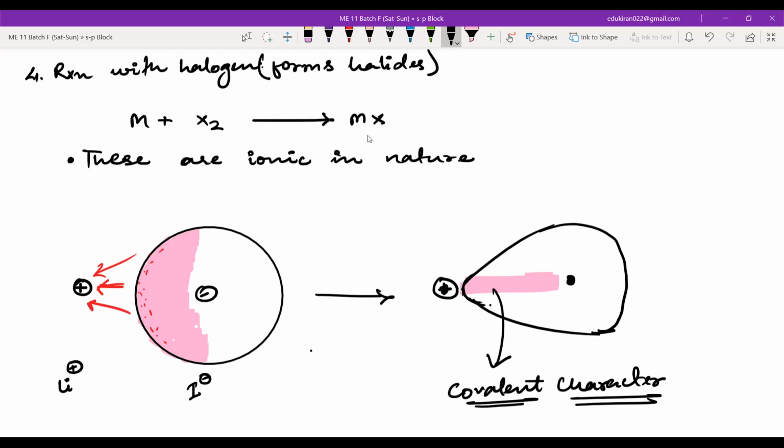So there are two things. One is the cation, and the other is the anion. The cation is influencing the anion. The anion is getting influenced by the cation. So if the cation is of very small size, it can narrow the pull of electrons from the anion, and it can make some covalent character.